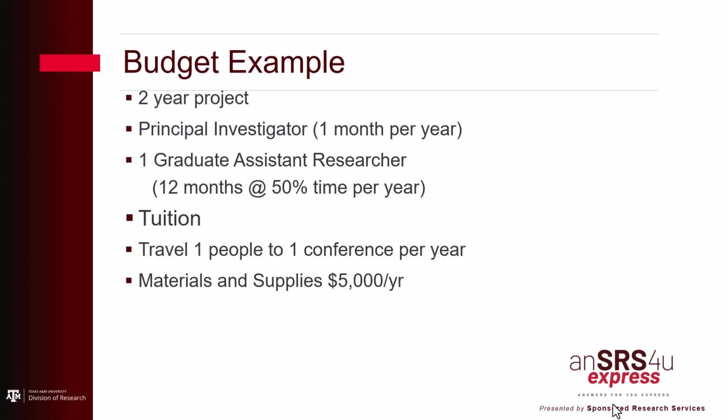For this demo, we'll have a fairly simple budget example. For our example, we'll have the following. It will be a 2-year project. We'll have 1 principal investigator, 1 month per year, and 1 graduate research assistant, including the tuition and fees. We'll have travel for 1 person to 1 conference per year, and materials and supplies at $5,000 a year.